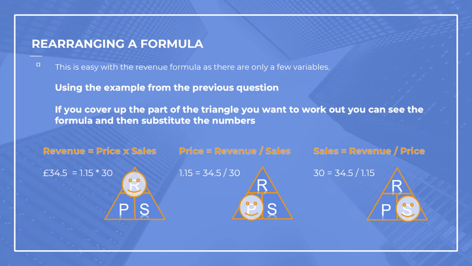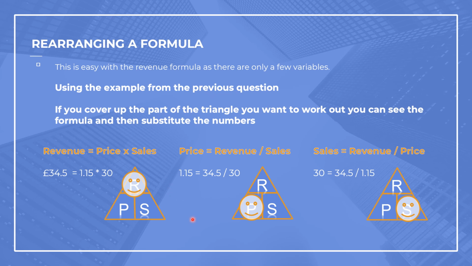One of the more challenging things to do is to rearrange a formula, and this can take some practice to get used to. However, with the revenue formula, it's actually quite easy. So using the example from our previous question, if we use our little triangle with RPS, revenue, price and sales in, if you cover up the letter of which one you are trying to calculate, as we've done with the smiley face here, it is really easy to get your formula. So if you cover up the R, you can see that P, S are next to each other, which is P multiplied by S. So price multiplied by sales equals revenue.